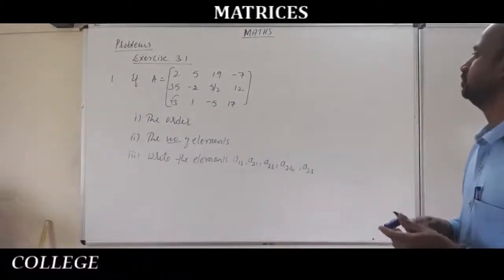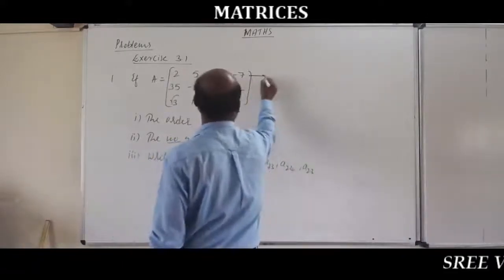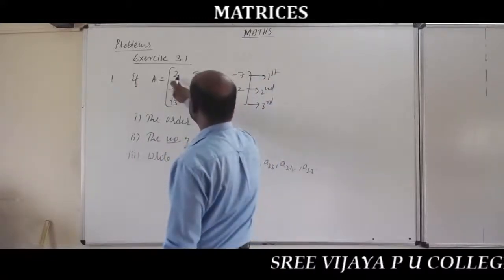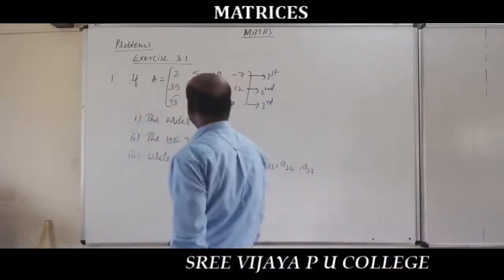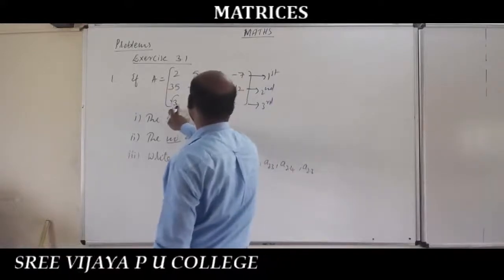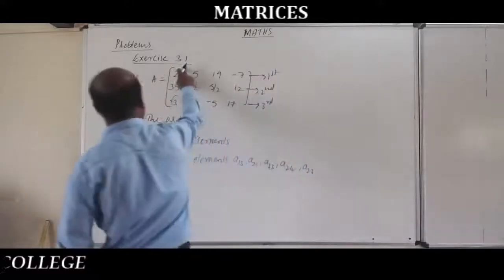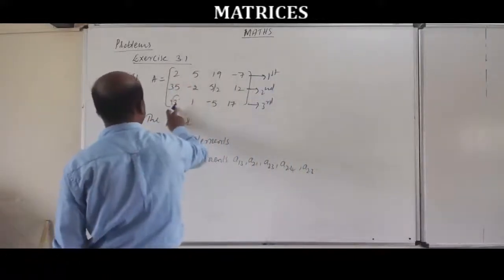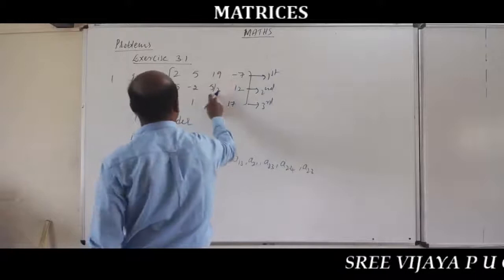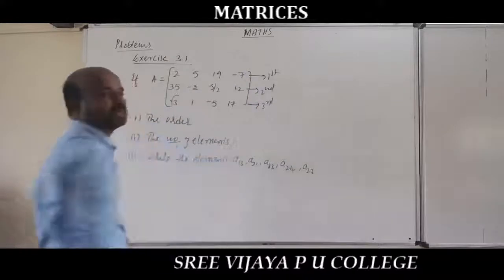Given that the matrix A contains the elements: first row, second row and third row. First row: 2, 5, 19, minus 7. Second row: 35, minus 2, 5 by 2, 12. Third row: root 3, 1, minus 5 and 17. So the first column elements are 2, 35, root 3; second column elements 5, minus 2, 1; third column elements 19, 5 by 2, minus 5; and the fourth column elements minus 7, 12 and 17.